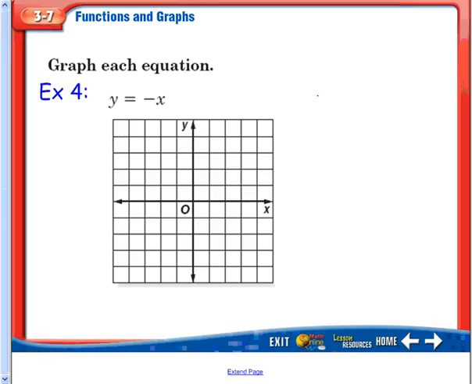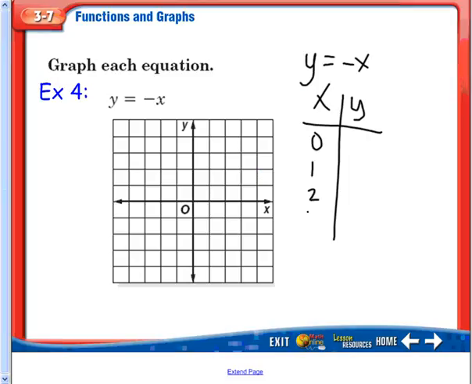Example number 4. Again, I need an XY table. And I'll bring my function over here so I can see it with my XY table. I can choose any values as long as they'll fit on my graph. So 0, 1, 2, and 3 will again work for me very well.